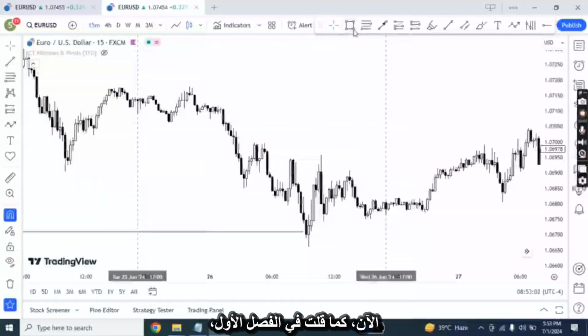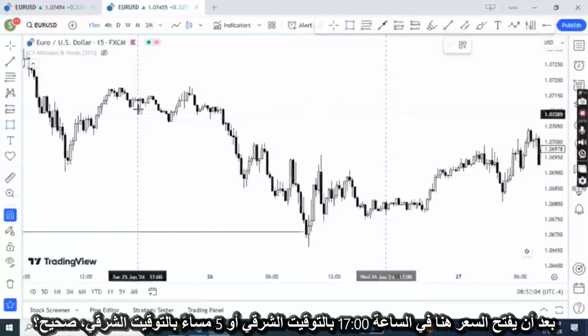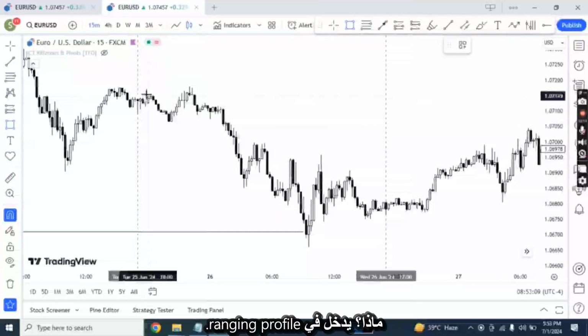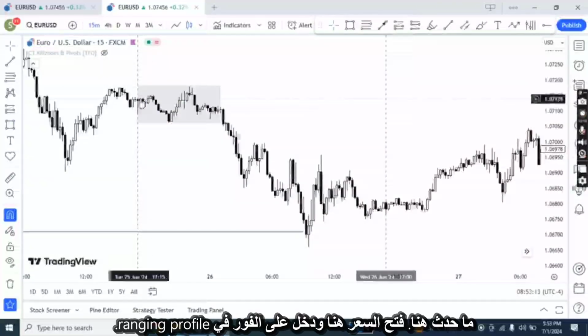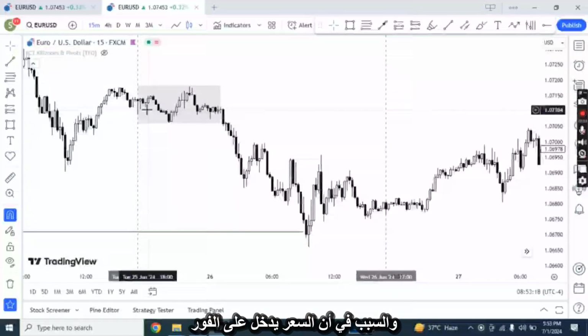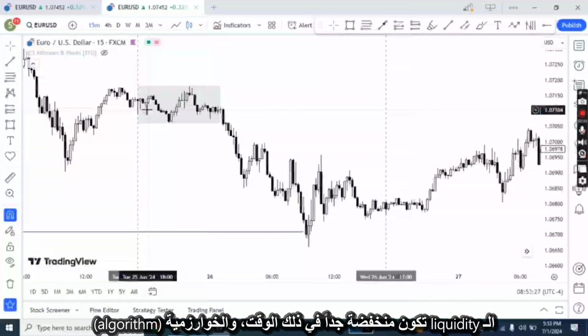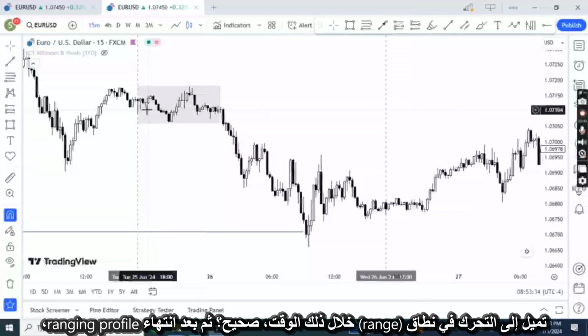Now, as I said in the first chapter, after price opens at 17 Eastern time, or 5 p.m. Eastern time, it straight away goes into what? It goes into a ranging profile, and that's exactly what happened here. Price opened right here, and it straight away went into a ranging profile. The reason is that the Asian range starts, and on major currencies like euro dollar and pound dollar, the liquidity is quite low at that time, and the algorithm tends to range during that time, right?